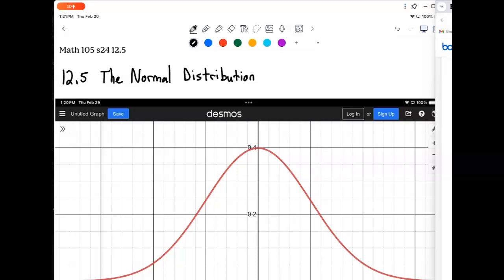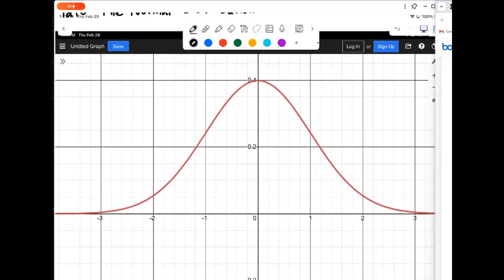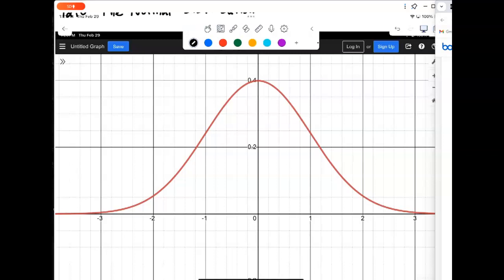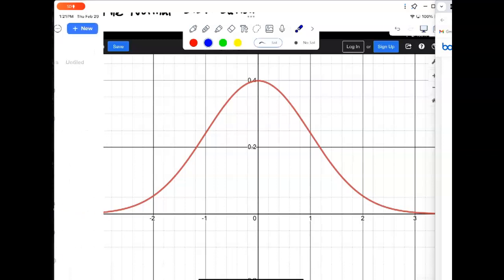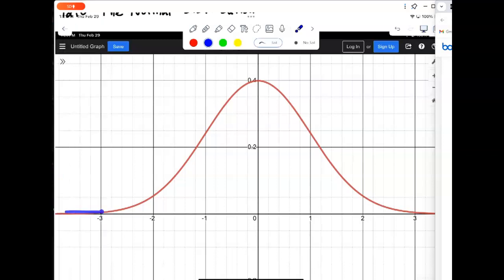Okay, our next topic, we talk about something called the normal distribution. And we kind of introduced this a little bit earlier in the last section, so now we're going to expand on this a little further. So here's your typical normal distribution, this simple little bell-shaped curve.